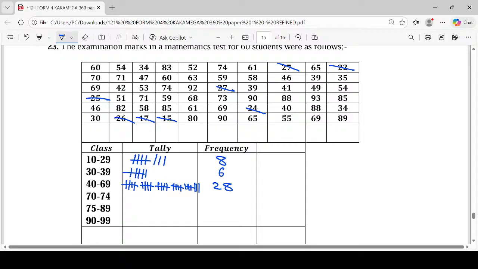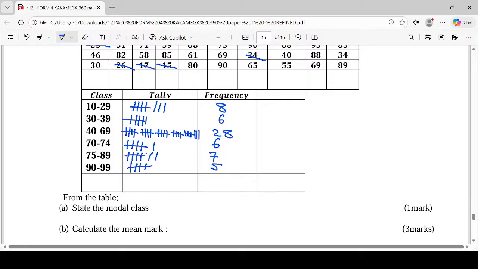70 to 74, there are 6. 1, 2, 3, 4, 5, 6. 75 to 89, 7. That's 1, 2, 3, 4, 5, 6, 7. Then finally 90 to 99, 5. We are done with that part. So the total frequency here, when you add it, adds up to 60.